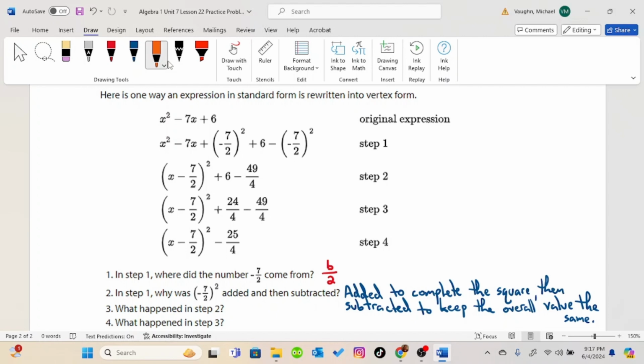Number 3, what happened in step 2? In step 2, x squared minus 7x plus -7/2 squared was rewritten as a perfect square.